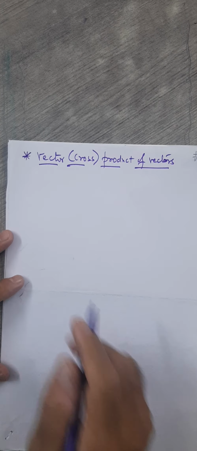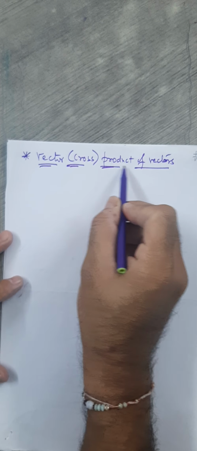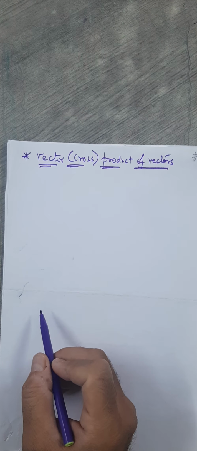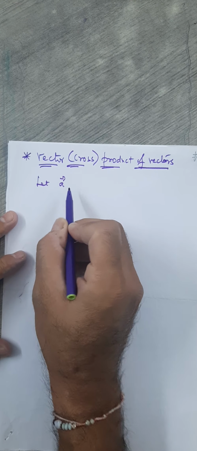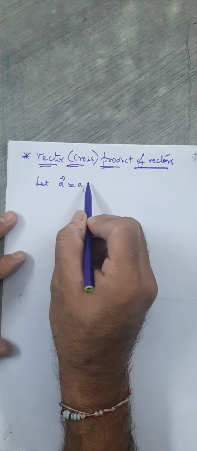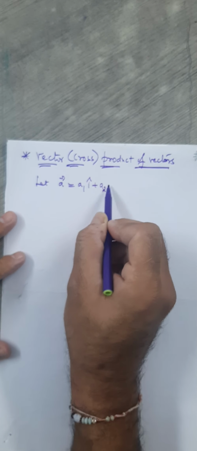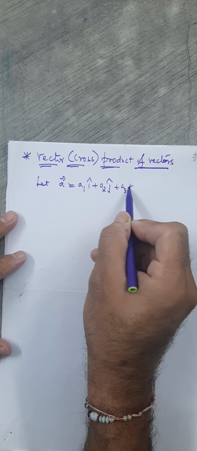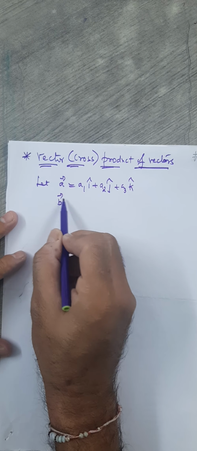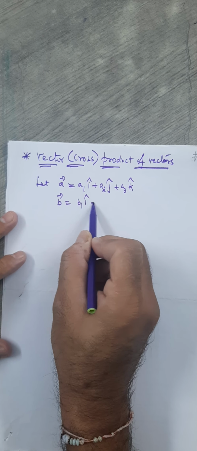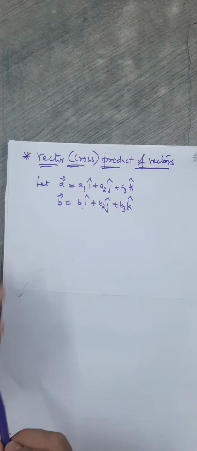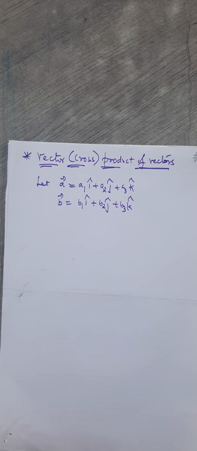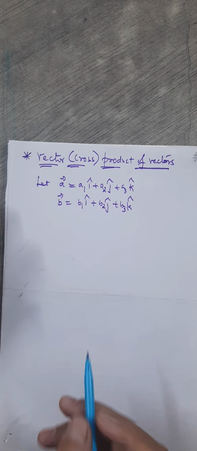So now the next product about two vectors is called the vector or cross product of two vectors. Dot product we already discussed. So here we take two vectors, vector A which has these three components A1, A2 and A3. These are the components of the vector. The other vector B, let's write B1, B2 and B3. So we have started with two vectors whose components are A1, A2, A3, B1, B2, B3.